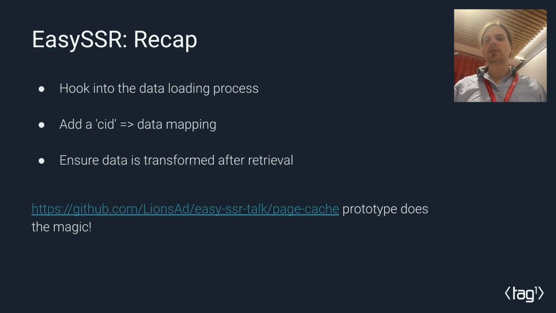So to recap the whole thing again, we are hooking into the data loading process. We do a cache ID to data mapping, and we ensure the data is transformed after retrieval. Here in that URL, that is my GitHub, you can find the EasySSR talk. It has a README, it has a page cache, and also all the code examples that you see here. And the page cache is the one that does the magic, so you don't need to deal with that.